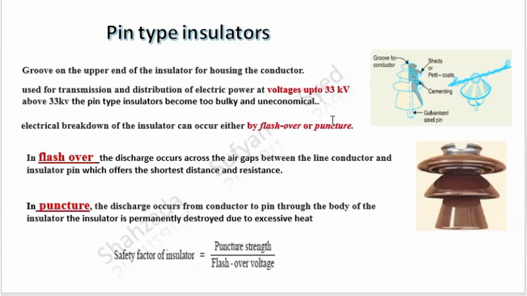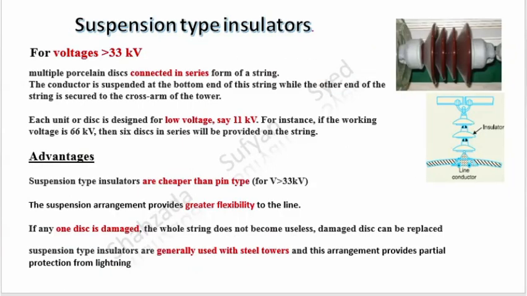The safety factor of an insulator is the ratio between puncture strength and flashover voltage. An insulator must withstand both mechanical and electrical stresses. Next we have suspension type insulators. These types of insulators are mostly used for voltages greater than 33 kV.